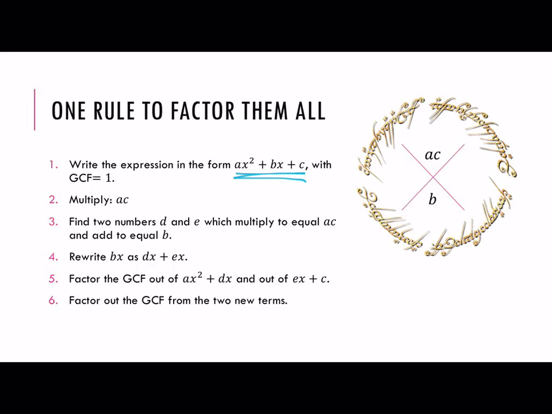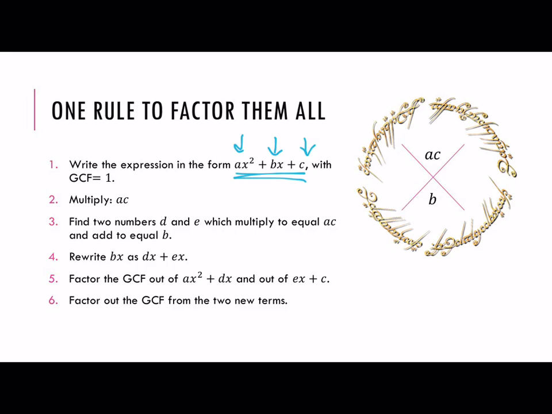We also want to make sure that the greatest common factor is 1. So if there was a number that you could take out of all three terms, you would go ahead and do that. It's not essential to do that. The method will still work if you don't, but it's just a lot easier rather than dealing with really large numbers.